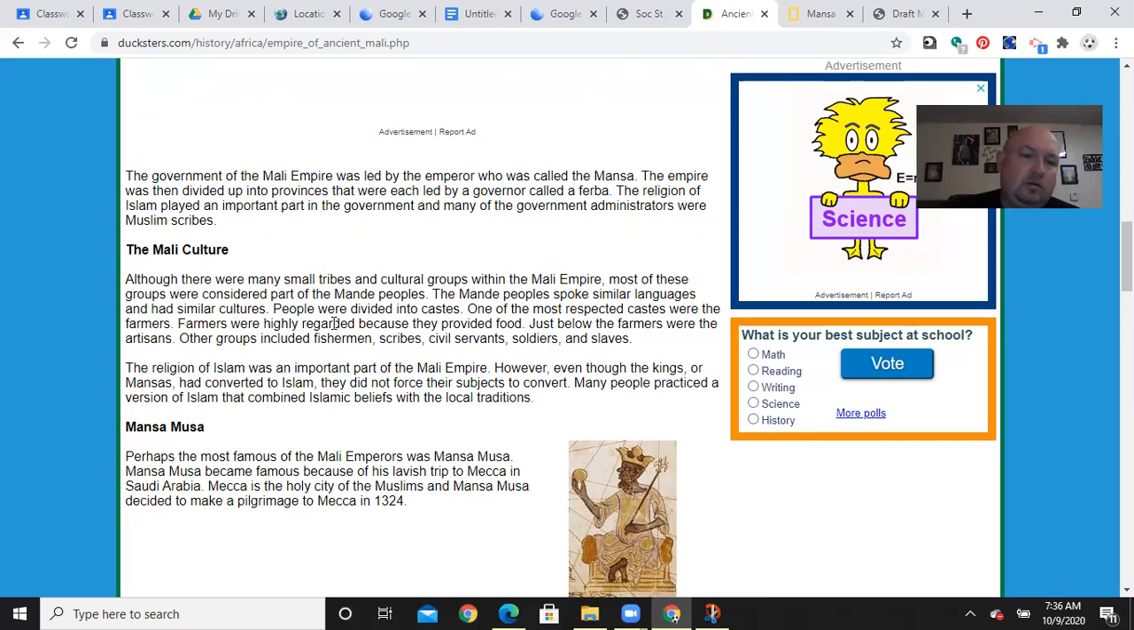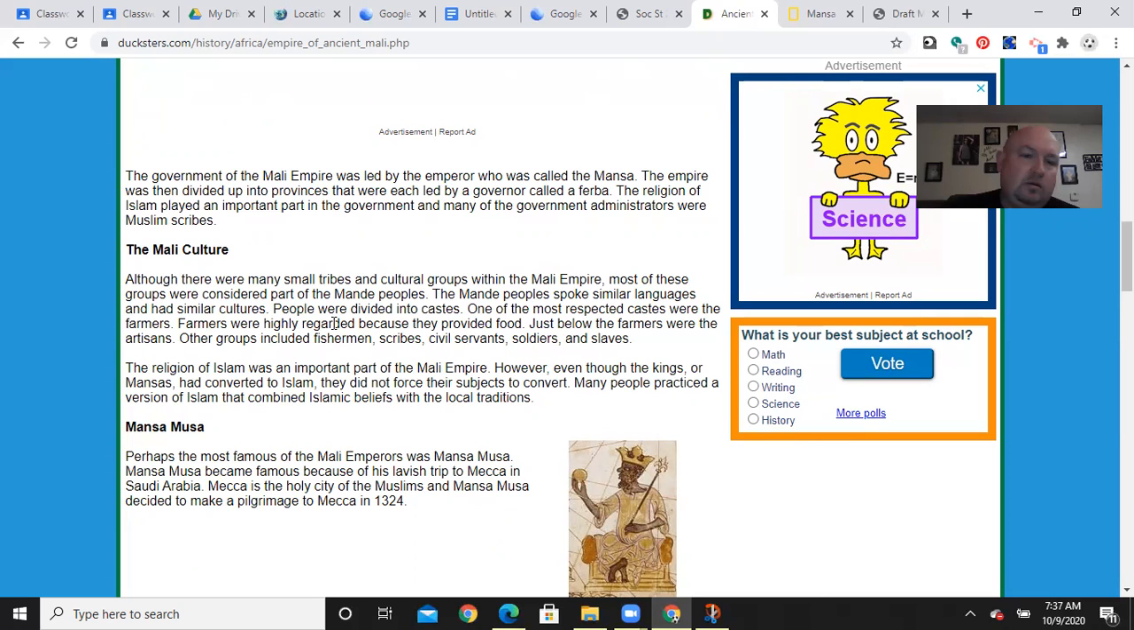The people were divided into castes. One of the most respected castes were the farmers because they provided food, a pretty important thing. Just below the farmers were the artisans. Other groups included fishermen, scribes, civil servants, soldiers, and slaves.